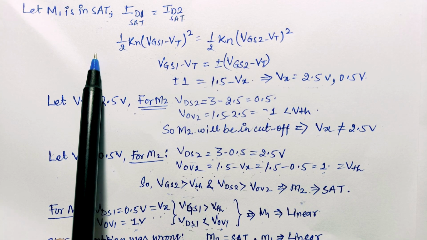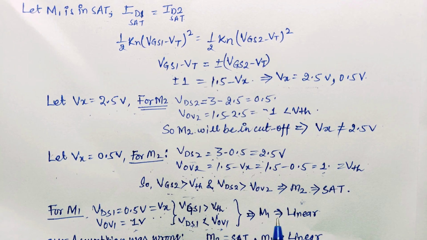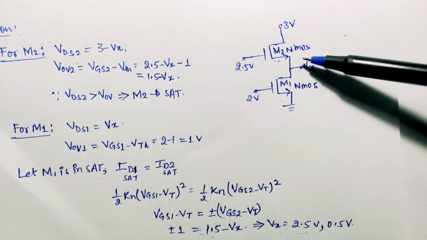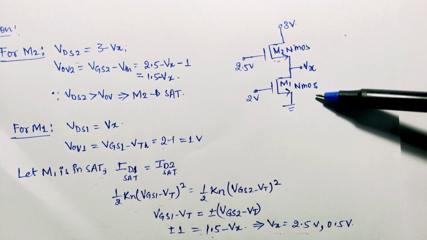Now we can modify our assumption: M2 is in saturation region, which is calculated from here for Vx equal to 0.5 volt, and M1 is in linear region. So in this circuit, transistor M2 will be in saturation region and M1 will be in linear region.